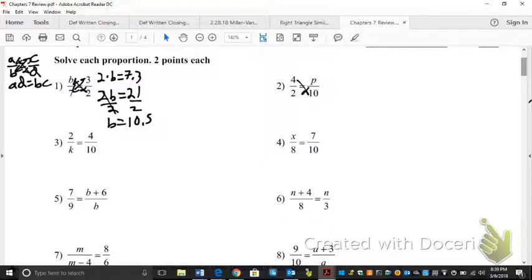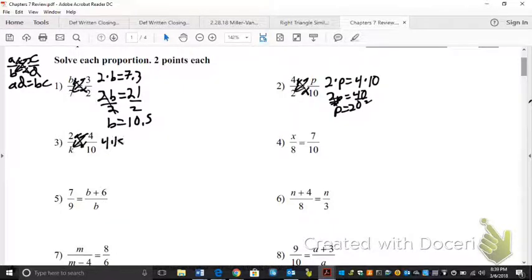Number 2, we're going to cross multiply. So again, use the cross product property. We're going to go 4 times 10 equals 2 times P. Multiply that out, we get 2P equals 40, which gives us P equals 20. We got that by dividing both sides by 2.